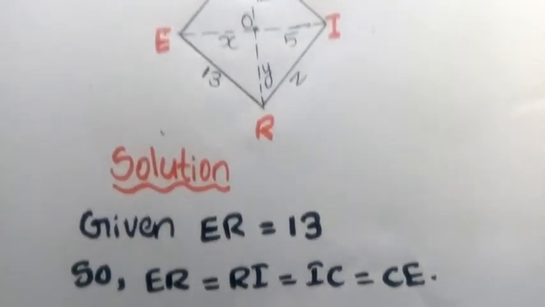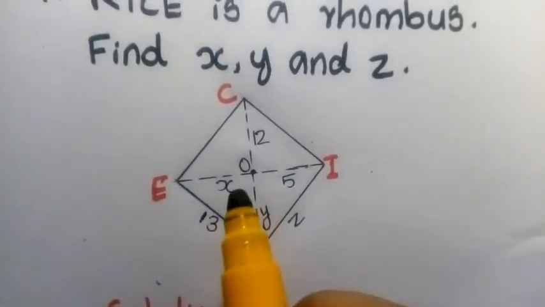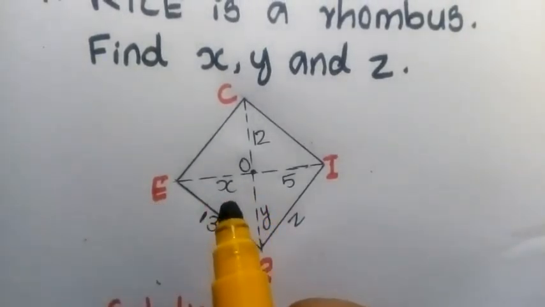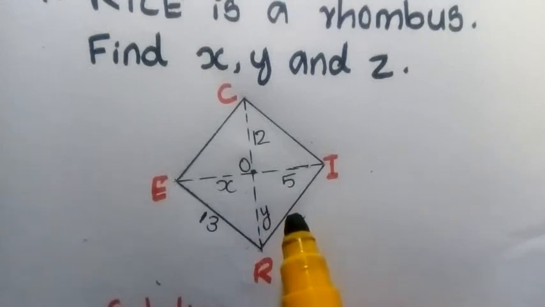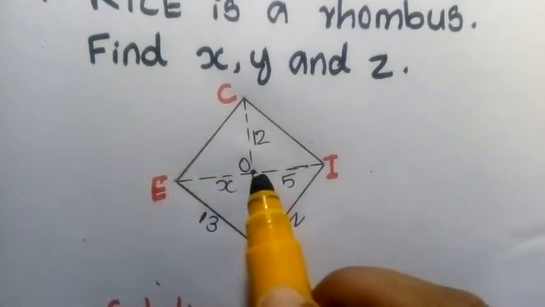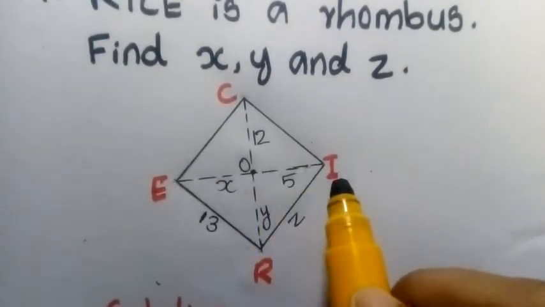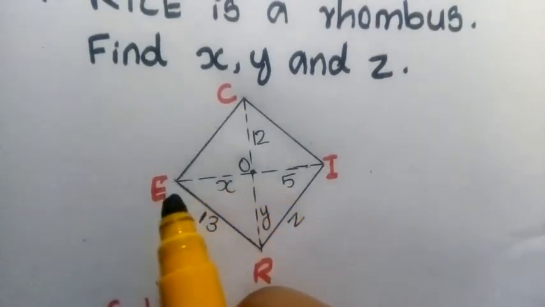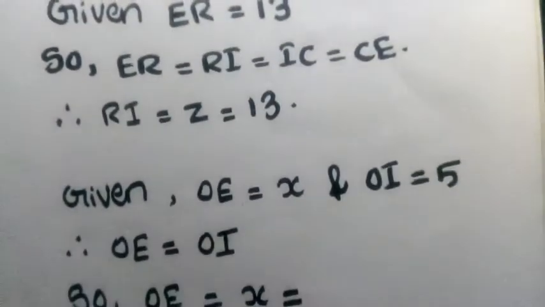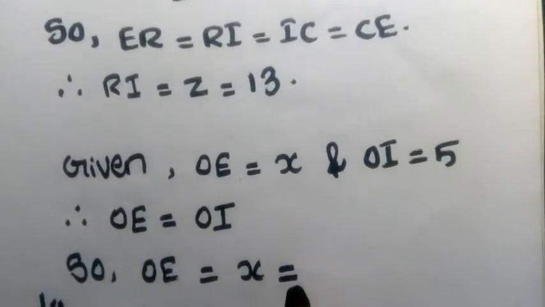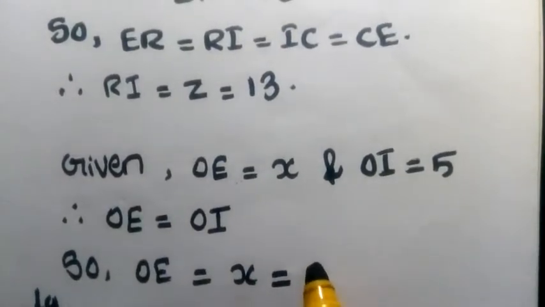Next, given OE is equal to x and OI is equal to 5. One of the property of rhombus states that diagonals bisect each other. Therefore, OE is equal to OI. OI is 5, so OE also is equal to 5. Therefore, OE is equal to x is equal to 5.